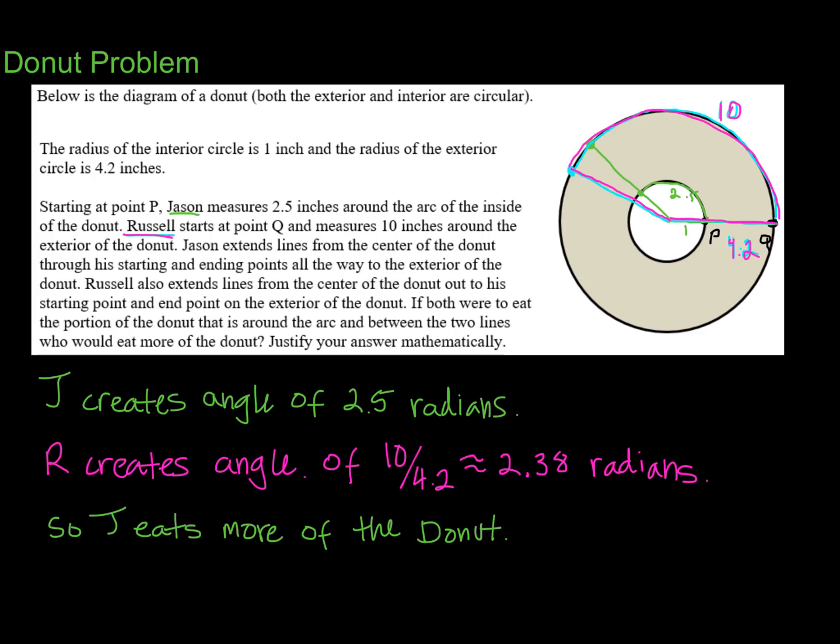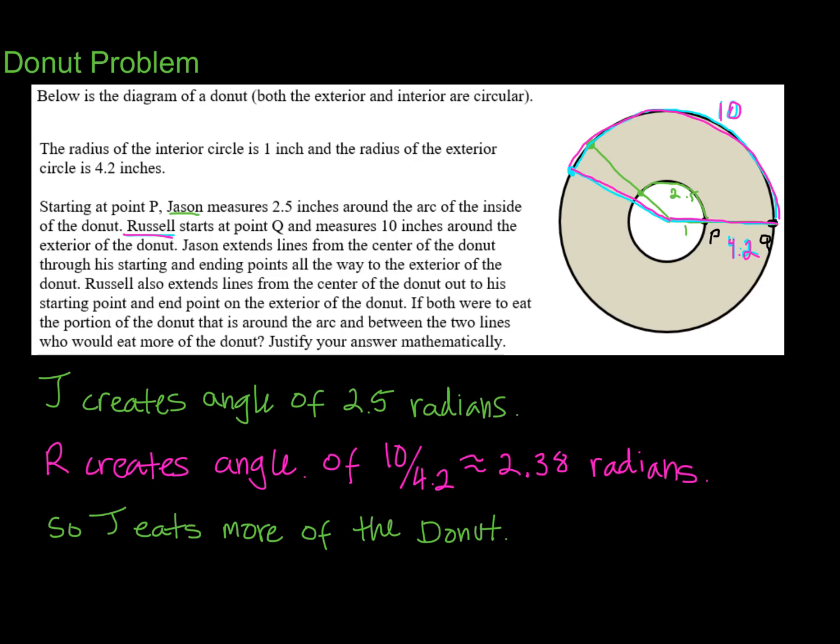This actually isn't the only way to do this problem. You could also think about how you're taking a circle of radius 1 and extending it out to become a circle of radius 4.2. And so what you could do is multiply the dimensions here by 4.2. So you would multiply the arc length by 4.2, and 2.5 times 4.2 is greater than 10. It's in fact 10.5, and so that would be the arc length that Jason creates if he were to extend it all the way out to the exterior of the circle. And so that's another way to compare the two of them.